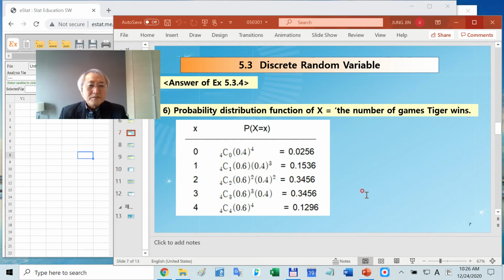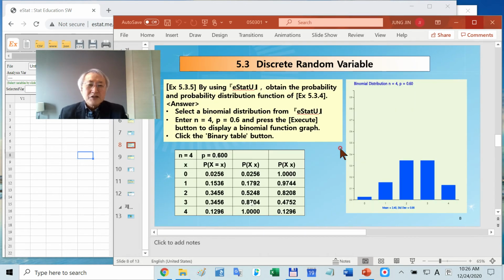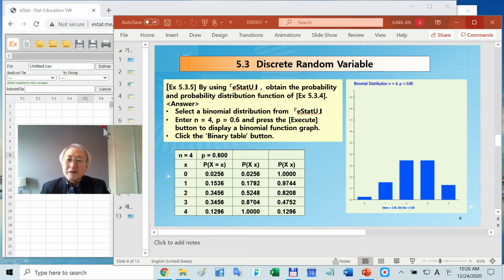Well, if I summarize, this is the probability distribution function of X, the number of games Tiger wins. X is 0, 1, 2, 3, 4. Okay, these are the probabilities. This is a binomial function. Using eStat, you can easily experiment. You can calculate probability. If you have a PC, would you open eStat?